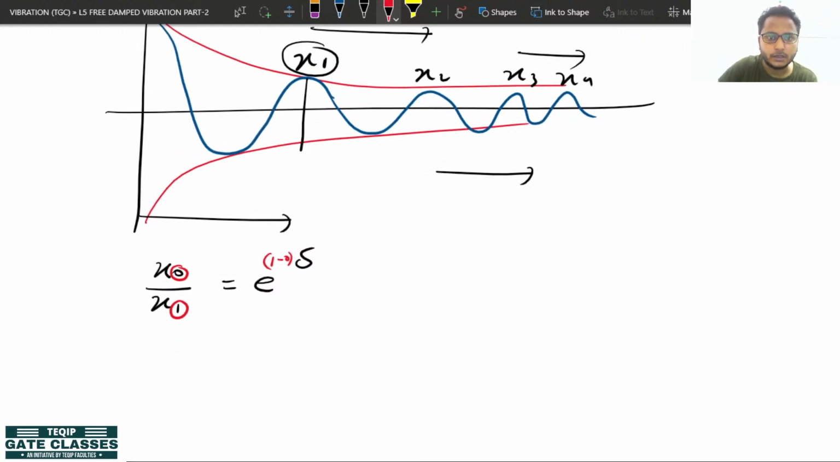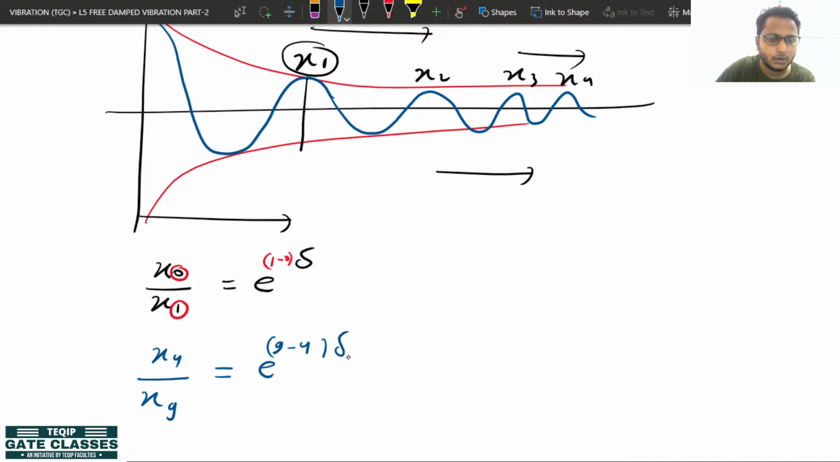So if we talk about x4 divided by x9, then what will be the equation? It will be exponential to the power 9 minus 4 multiplied by delta. Delta has a constant value, that is 2 pi zeta divided by root of 1 minus zeta square. Okay, but the value will be different if we take the ratio not in a successive manner.